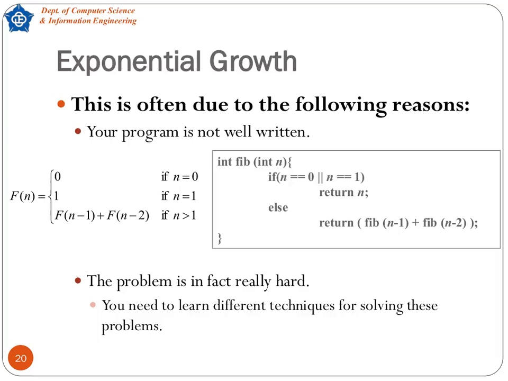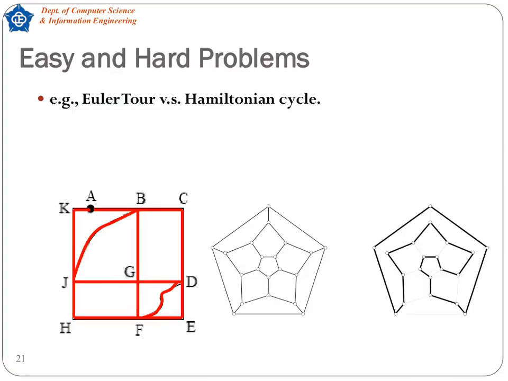Building on our look at exponential blowups in naive recursion, let's now turn to another pair of graph traversal puzzles, Euler tours versus Hamiltonian cycles.